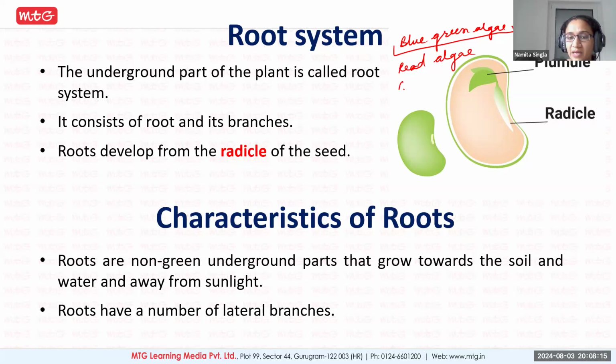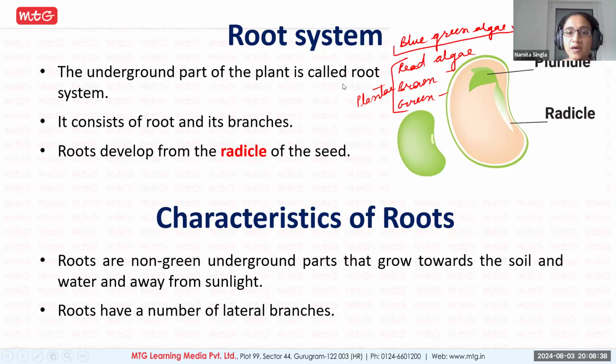So we have red algae, brown algae, and green algae. If we talk about red, green, and brown algae, they are included under the kingdom Plantae, that is plants, whereas the blue-green algae are included in the group of bacteria. They are not included under plants. So it's a different type of algae.